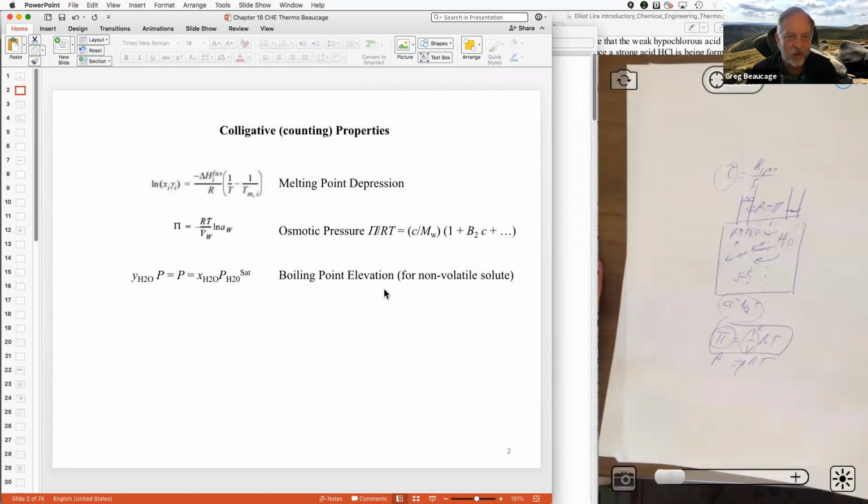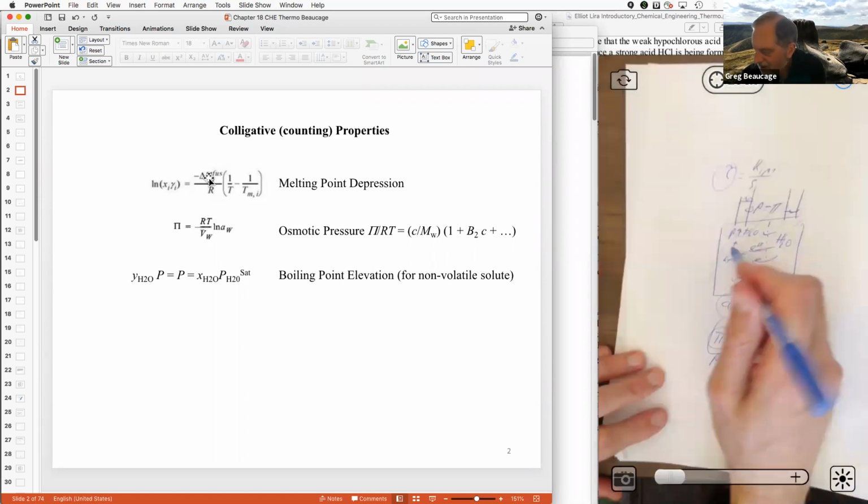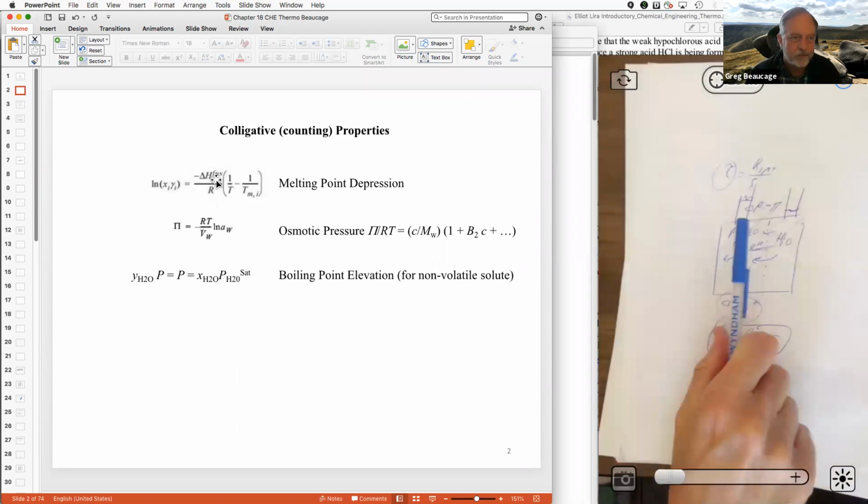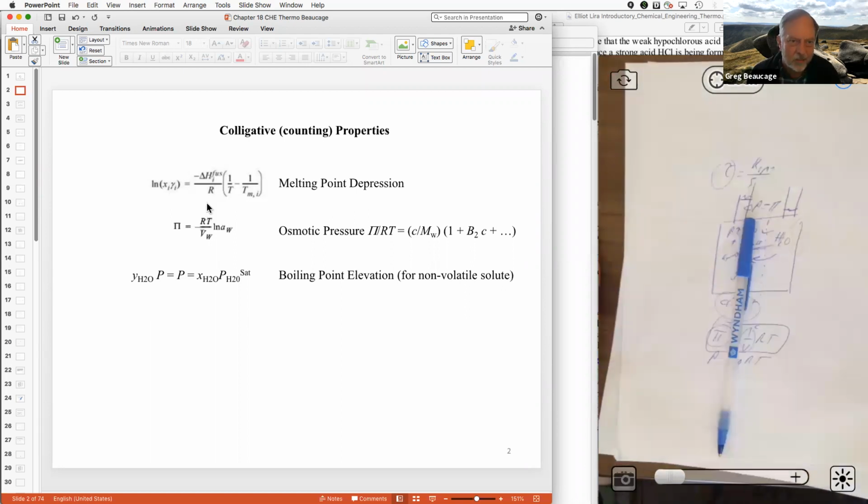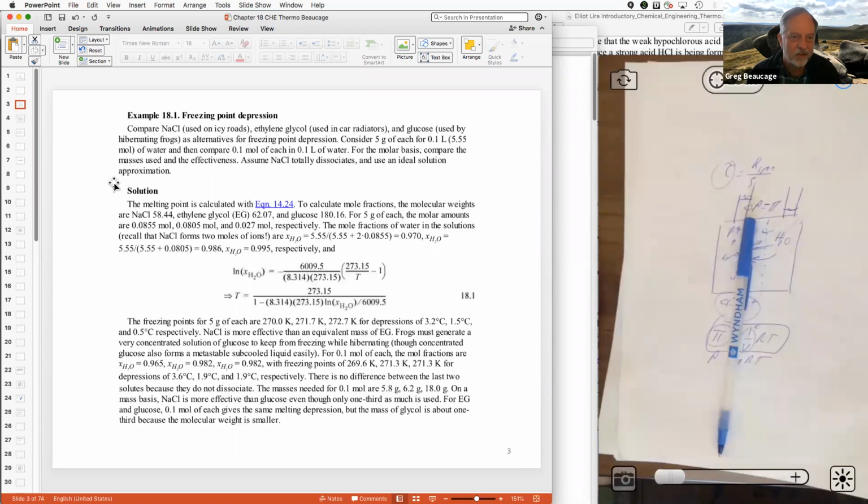This is boiling point elevation, so it's the same kind of equation. Basically, these are all colligative properties, counting how many of the things are in there. So practice problem 1 is just use these equations on some system. It gives you the numbers and you plug them in. So that part should be kind of familiar to you.